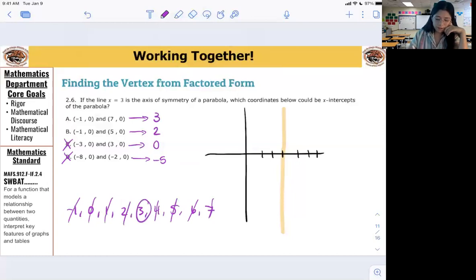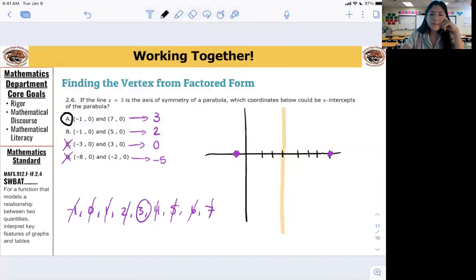So answer choice A. And let me just graph it really quickly so you can see 1, 2, 3, 4, 5, 6, 7. There's -1, there's +7, and the axis of symmetry is right in the middle. That's what we were looking for. So they were giving you the line that was in the middle, and they were asking which of these options would make 3 be right smack in the middle, and it was answer choice A.